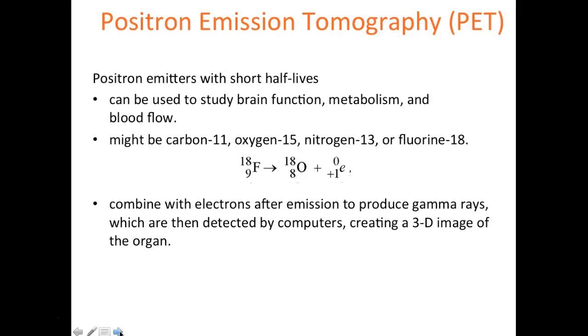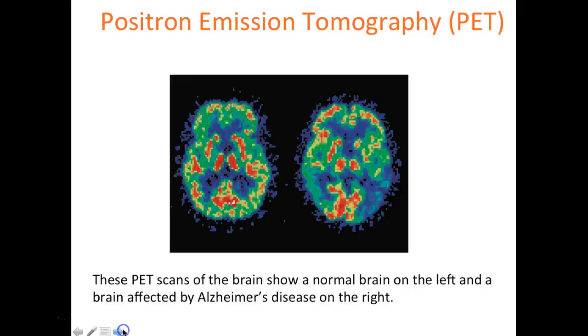Positron emission tomography, PET, as the acronym is given for it. Positron emitters have short half-lives, and they're used to study brain function, metabolism, blood flow. So carbon-11, oxygen-15, nitrogen-13, fluorine-18. What happens is they combine with the electrons after emission, and they produce gamma rays, which are detected, and then a 3D image of the organ from which they're being emitted is created.